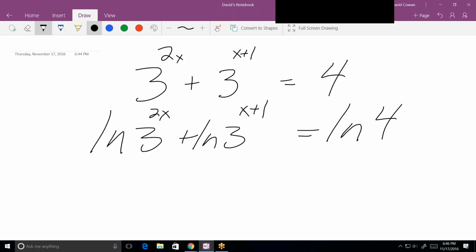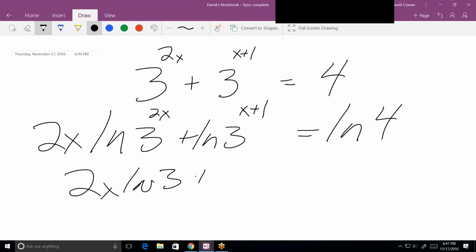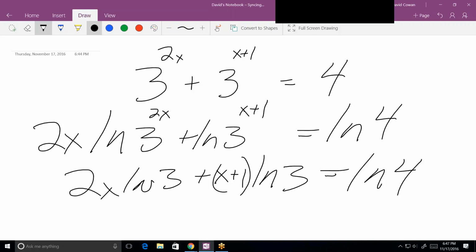I don't think I can do this step anyway. And if I could, doesn't help. Or does it? Let's see. If I move the 2x down in front, so I have 2x natural log of 3 plus x plus 1 natural log of 3 equals natural log of 4, at least I could solve that. In other words, it's now an algebraic equation that would allow me to solve it.